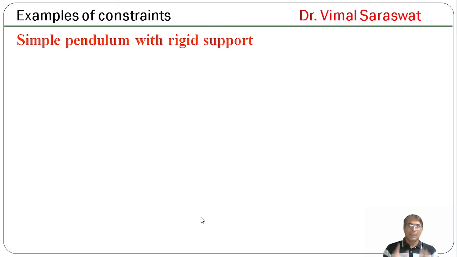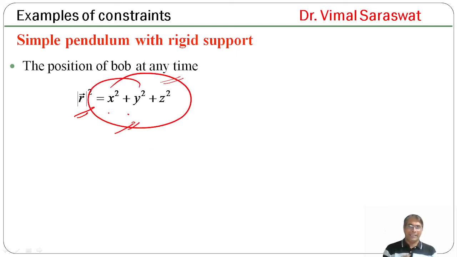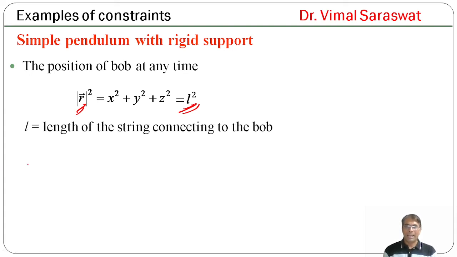Now the next one is a simple pendulum with rigid support. The position of the bob at any time is given by magnitude r square equal to x square plus y square plus z square. So this is the position of the bob at any time. Here r is the position vector and this will be equal to L square. L is the length of the string connecting to the bob, which is the length of the pendulum.